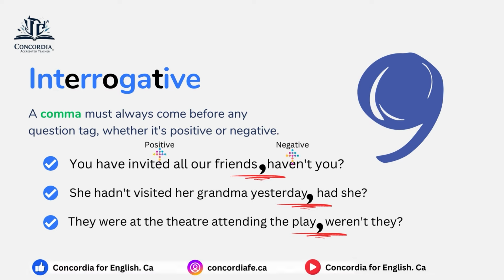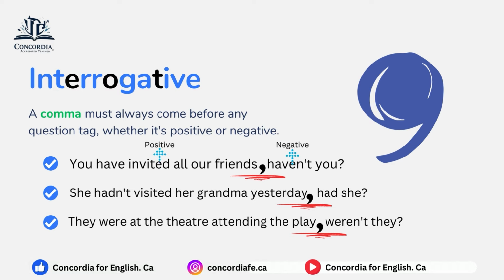So have a look here. We have three examples. The first example, "You have invited all our friends, haven't you?" So first of all, the statement is a positive statement, right? You need to separate the positive statement with a comma from the question tag. And as soon as the statement is positive, you need to have a negative question tag. So it becomes, "You have invited all our friends, comma, haven't you."